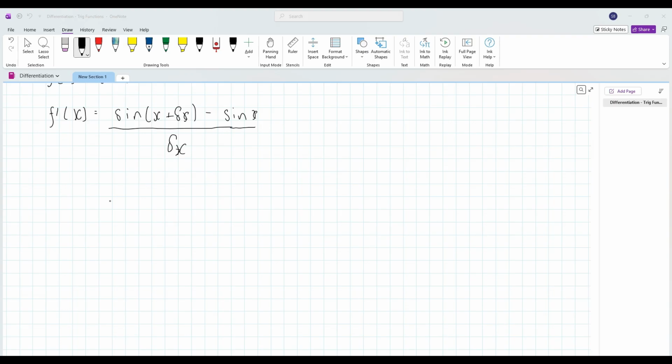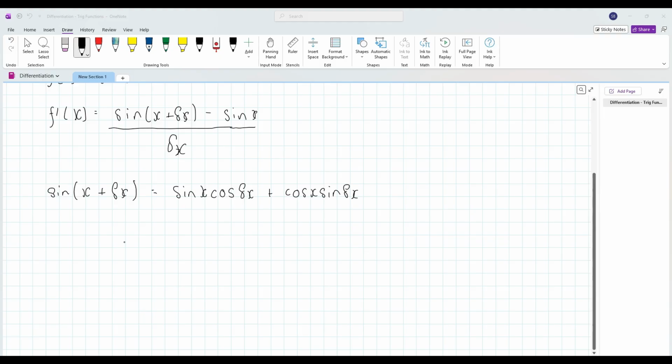Now using the compound angle formula for the first term in f dash of x, we get sin of x plus delta x. The A and B has just been replaced by x and delta x. This equals sin of x cos of delta x plus cos of x sin delta x.